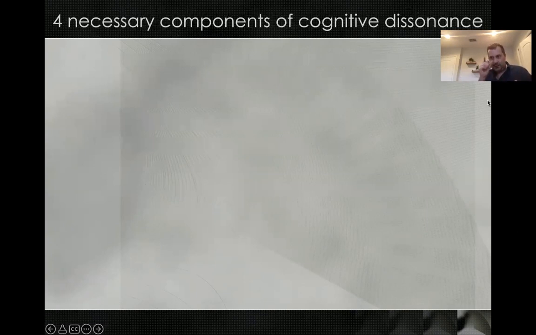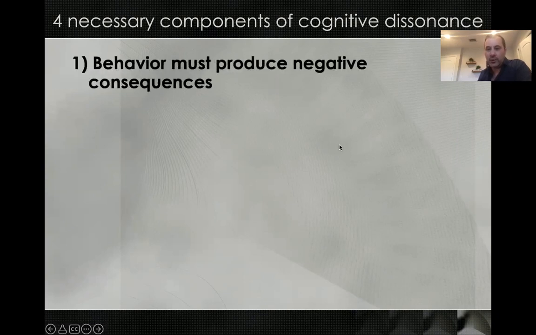Now, all this being said, although cognitive dissonance arises whenever our attitudes don't match our behaviors, we don't always experience cognitive dissonance. There are a few components that have to be present for us to experience dissonance, and I just want to quickly go over those. First off, for dissonance to occur, the behavior we engage in, the behavior that's in conflict with our past attitudes, has to produce some sort of negative consequence.